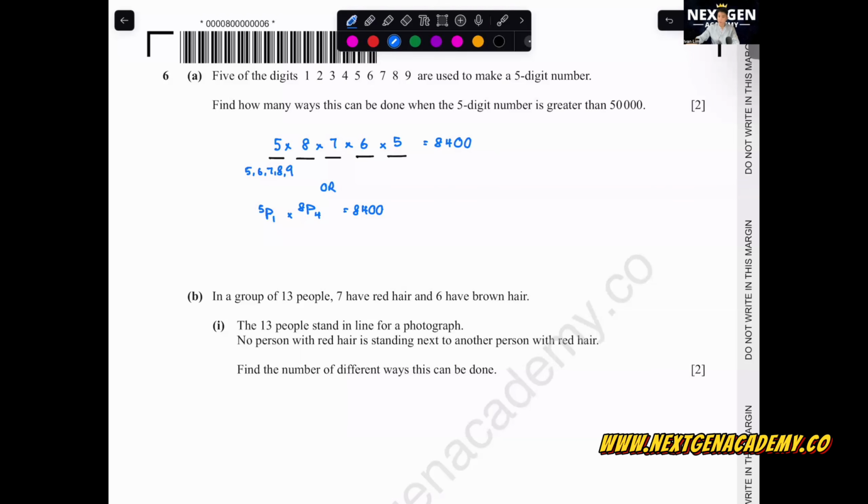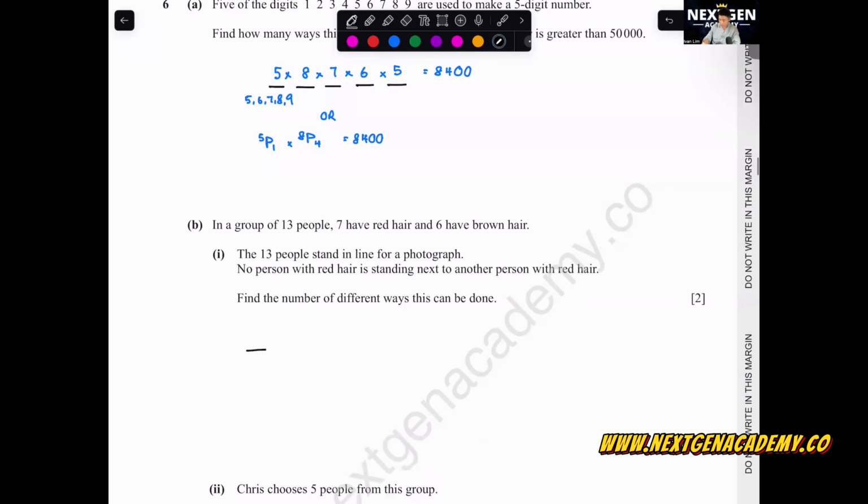Question B. In a group of 13 people, 7 have red hair and 6 have brown hair. The 13 people stand in line for a photograph. No person with red hair is standing next to another person with red hair. So technically it's red, brown, red, brown, red, brown. Find the number of different ways this can be done. You've got 13, so 13 is actually everyone already. So how are we arranging them?